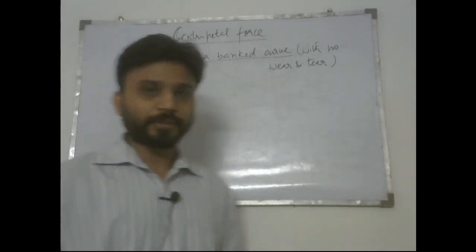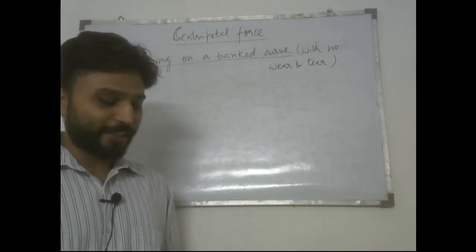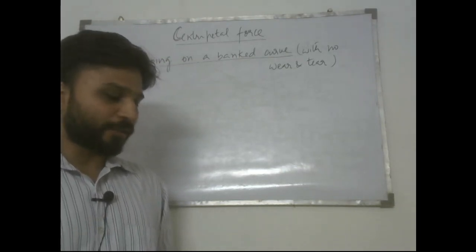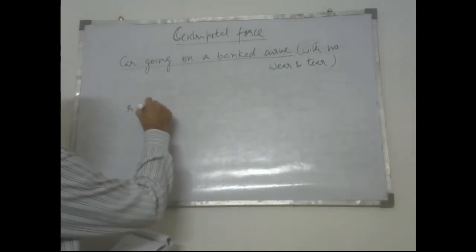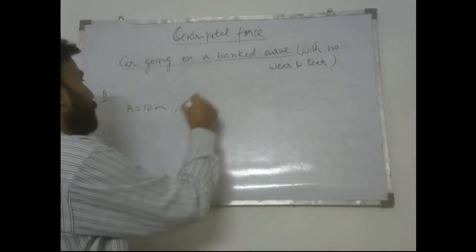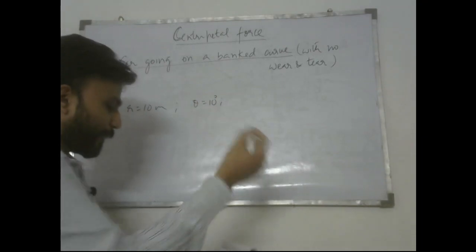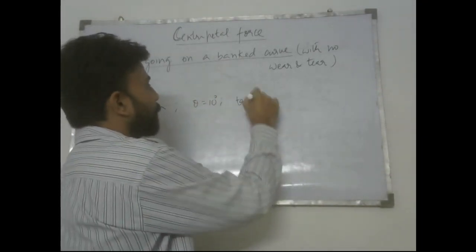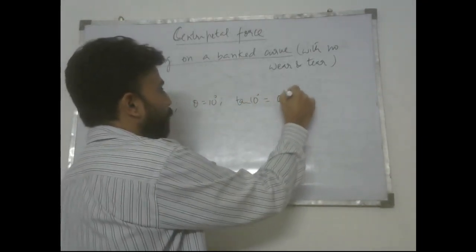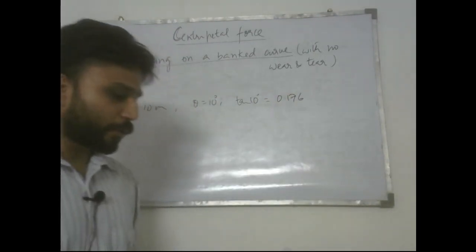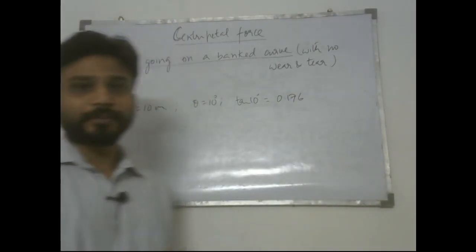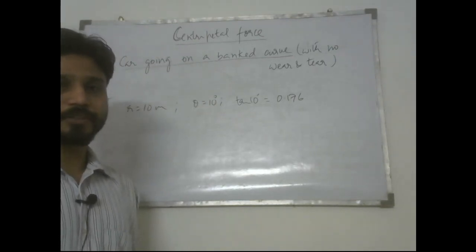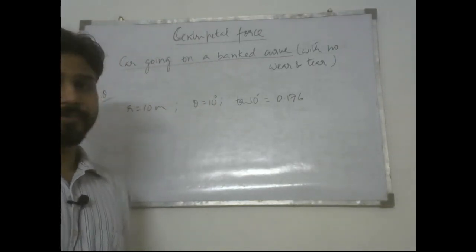So the first question which we are going to do is the road. Again, the question which we took earlier: the road at a circular turn of radius 10 meter. So we have a circular turn of radius 10 meter, and it is banked at an angle of 10 degree. So the angle of banking is given as 10 degree. The value of tan 10 degree is given as 0.176.